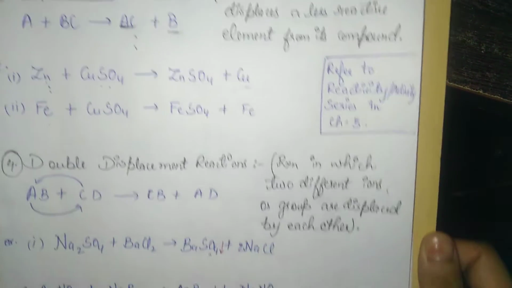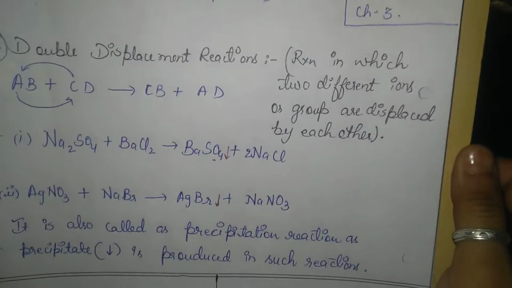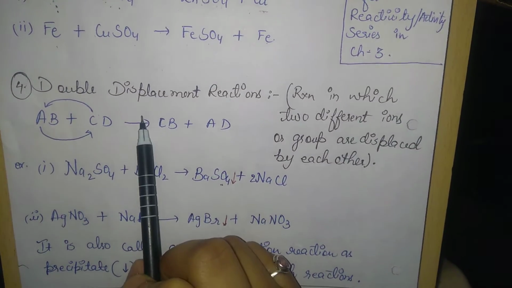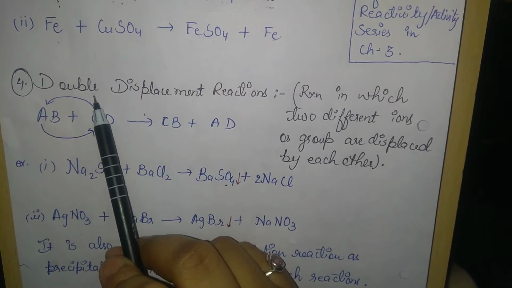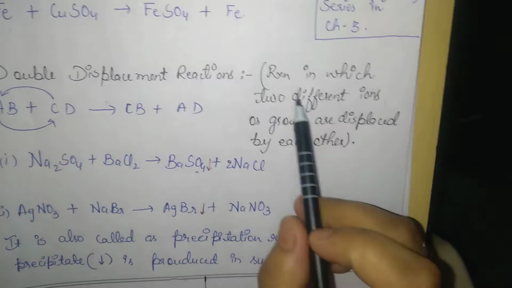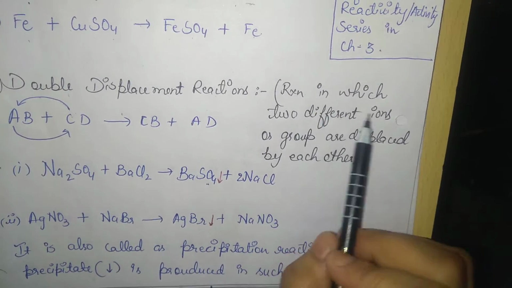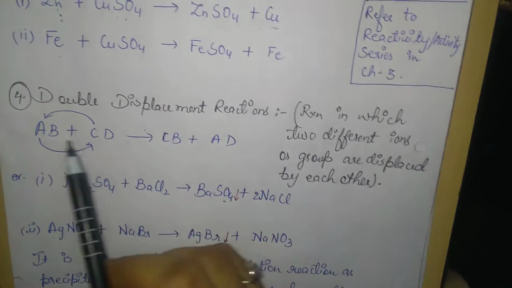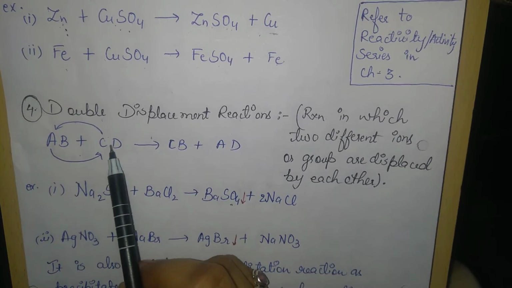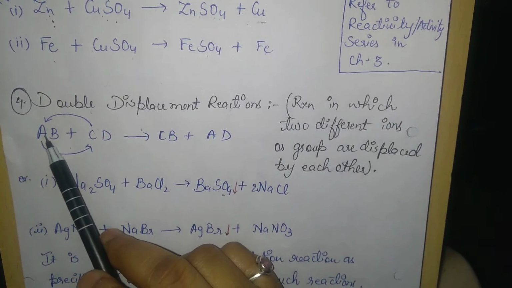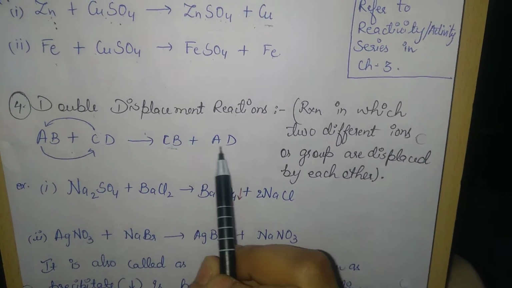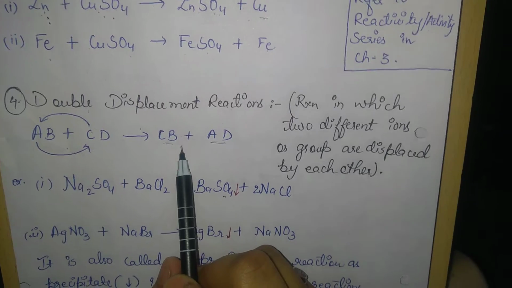Okay, now next comes the second type of reaction, that is double displacement reaction. In displacement, you understood that one element was displacing the other element from its compound. Now double displacement means both the elements are displacing each other from their compounds. Okay, so double displacement reactions are reactions in which two different ions or groups are displaced by each other. So let's take an example. This is a skeletal equation given. We have a compound AB and compound CD. This A is displacing C and C is displacing A. So we will get CB and AD. This is an example of double displacement reaction.